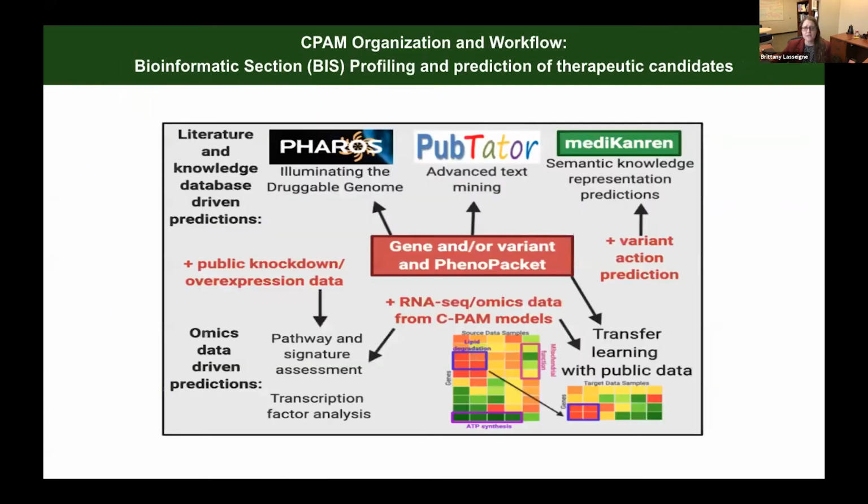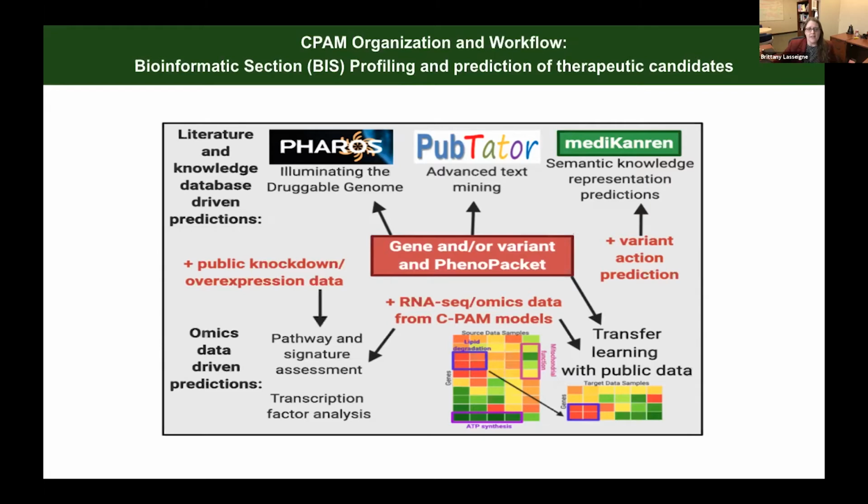The other thing that we do in CPAM is for the original variant review assessment, we perform an initial literature and knowledge database dive. So kind of this top row here that includes researching potential drug targets from Pharos and PubTator, as well as looking for Medicanron targets, which is Matt Mite's software for semantic knowledge representation predictions. And then for variants selected to make a model, so not for every variant, but for those for which the center is making a model, we also provide omics-driven predictions.